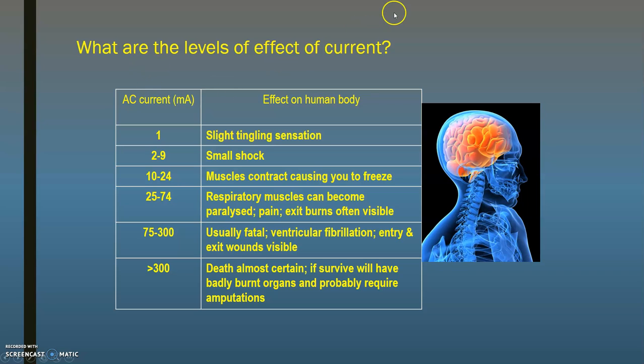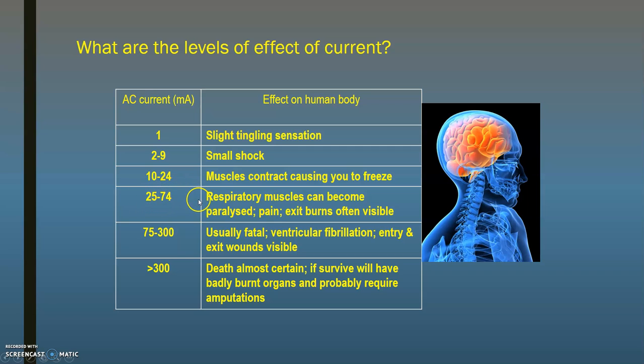So, what affects levels of current? Well, we said that current is what kills, not voltage. So 1 milliamp, slight tingling sensation. 2 to 9 is a small shock. That's kind of like your toy cars, or the toys that shock you. Those are at that kind of level. 10 to 24, muscle contraction causing you to freeze. A lot of athletics will use these to cause your muscles to contract and release, and that's this level.